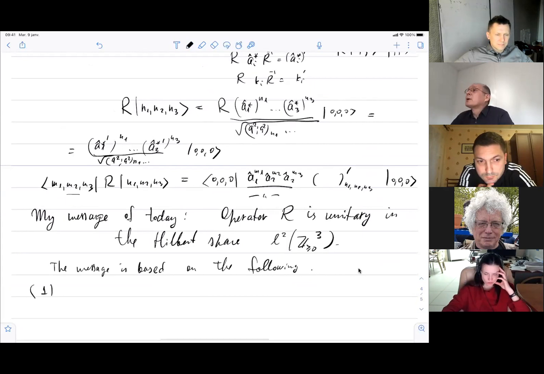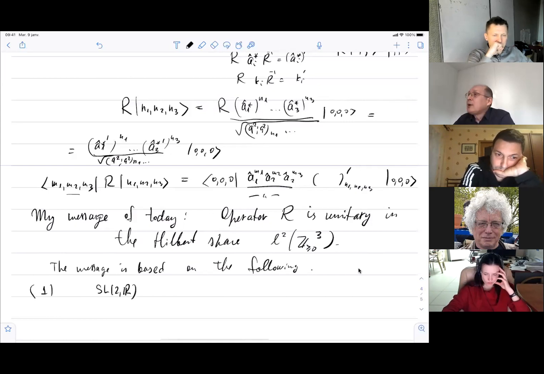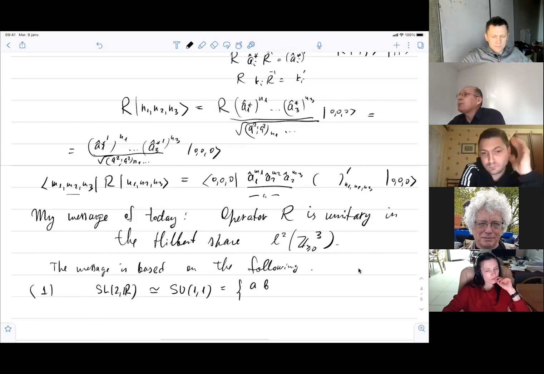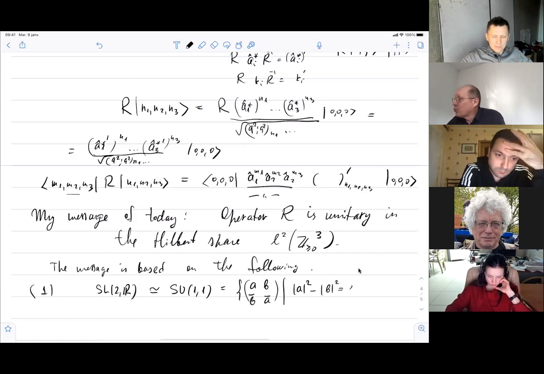So first of all, I take the SL2R group, which is equivalent to SU11. So what is SU11? It is a group of complex matrices (A, B; B bar, A bar), where bar means complex conjugate, okay? And then SU11 is a group like this: absolute value of A squared minus absolute value of B squared is 1. A, B are just complex numbers.